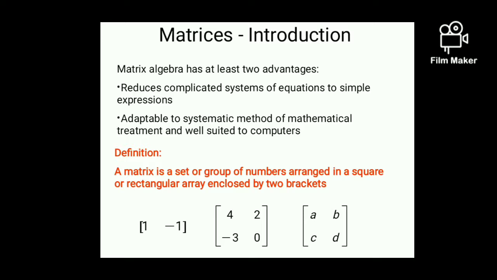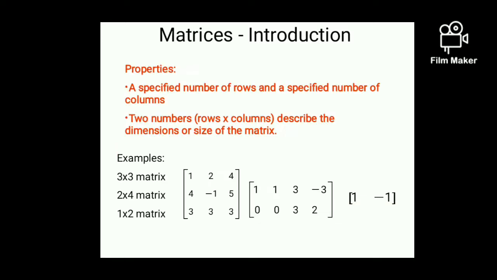Okay, so what are the properties of matrices? Number one, a specific number of rows and a specific number of columns. There's always a specific number of rows and columns in a given matrix. The two numbers, rows and columns, describe the dimensions or the size of the matrix. In the example, the 3 into 3 matrix refers to 3 rows and 3 columns. In the first example, we have 3 rows and 3 columns.